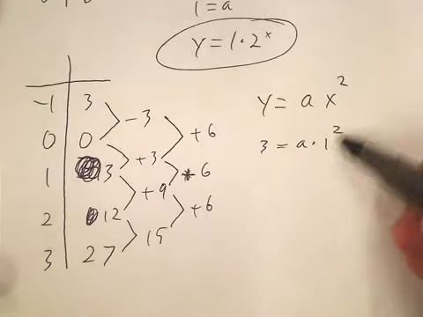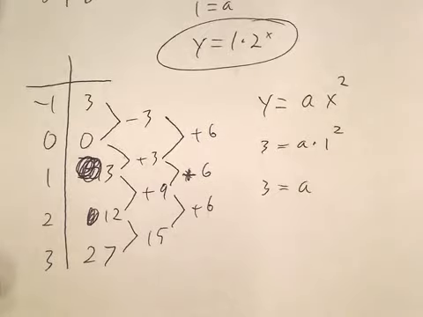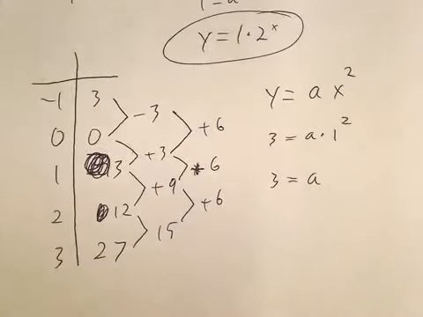Okay, well 1 squared is 1 times a is just a, so 3 equals a. If that was another number, you'd have to divide by it, but if you divide by 1, it stays the same. So this is an example of a quadratic.